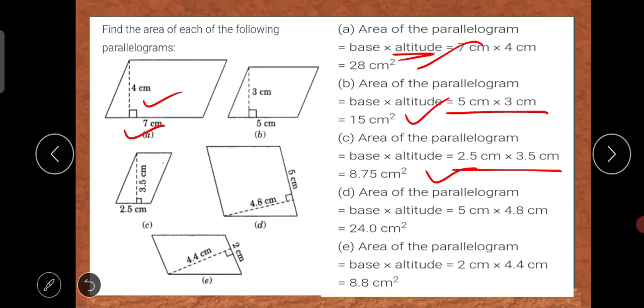Next, the fourth one. Here the base is given as 5, which is multiplied by 8.4. So we get the answer 42.0 centimeter square. And the last question, E: here the base is 2 centimeter and the altitude, or height, is 4.4 centimeter. So 2 multiplied by 4.4, we get 8.8 centimeter square.